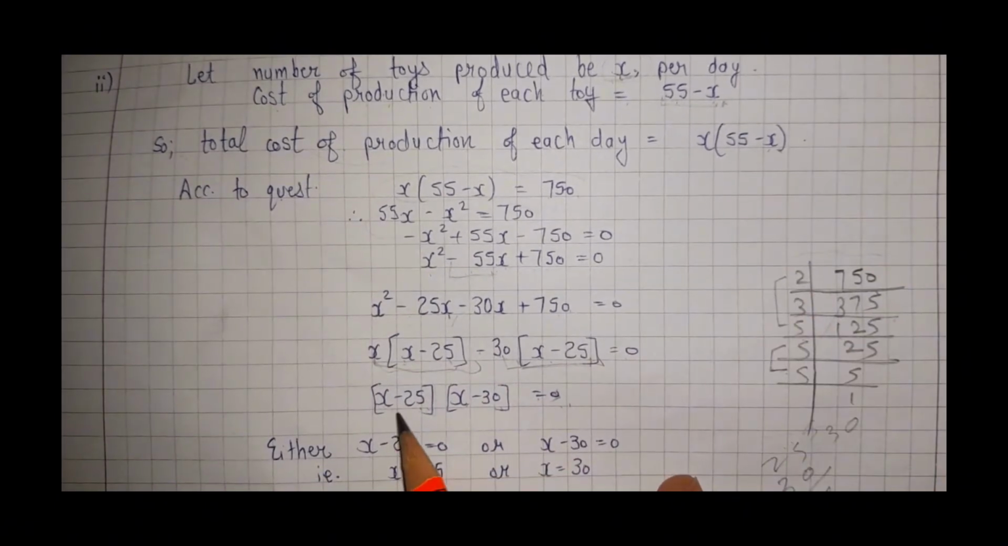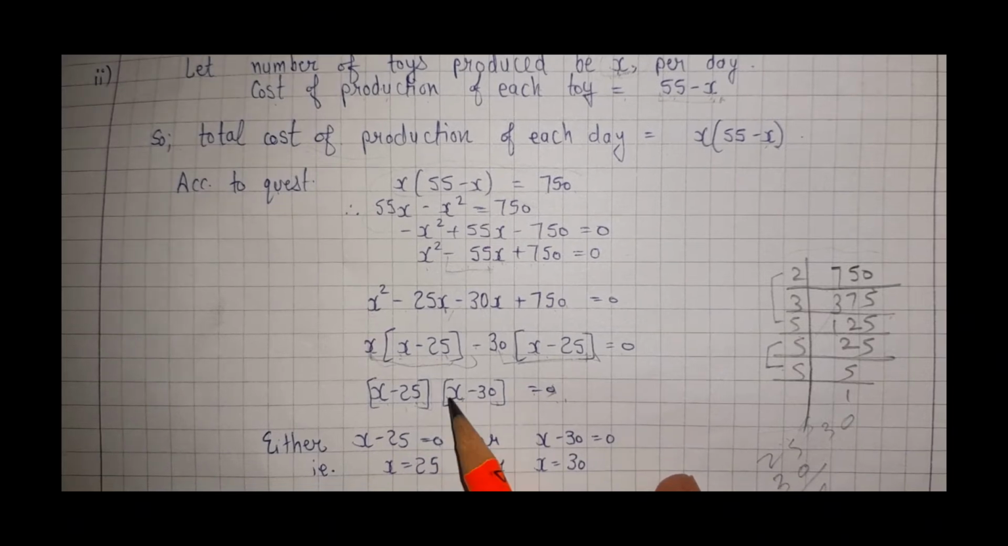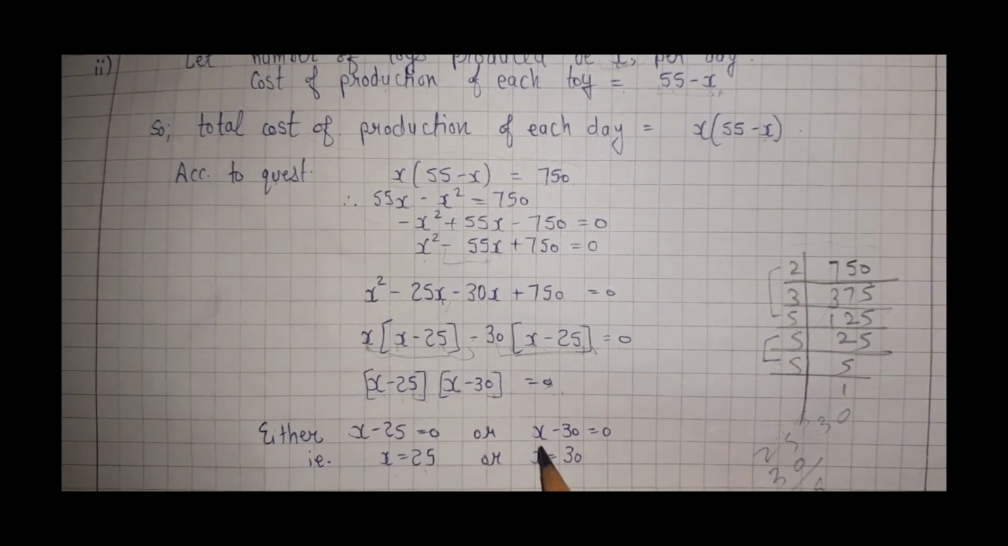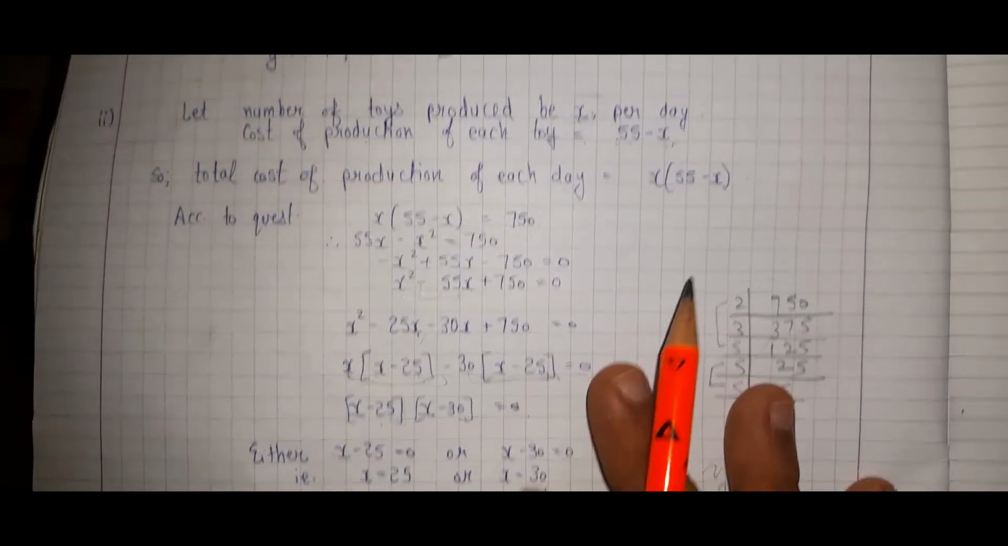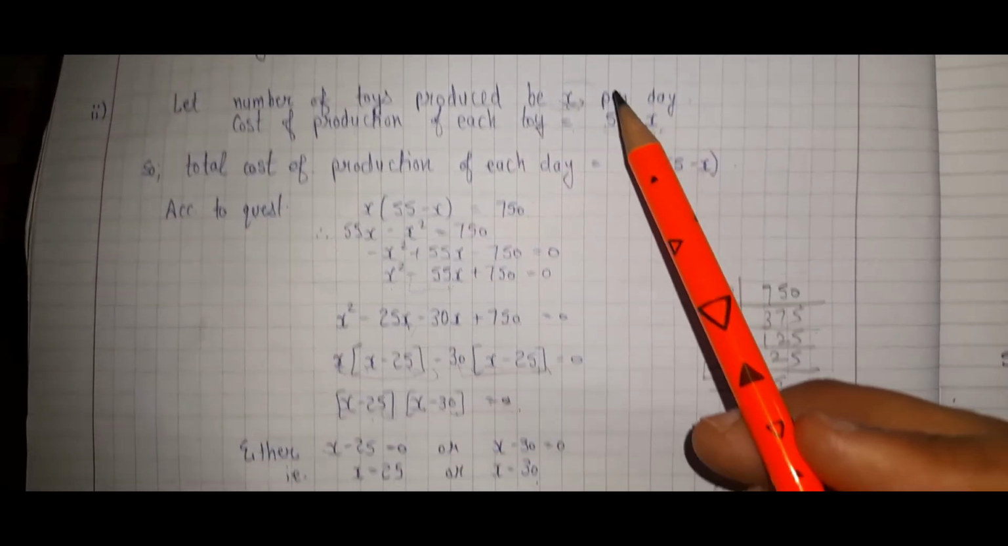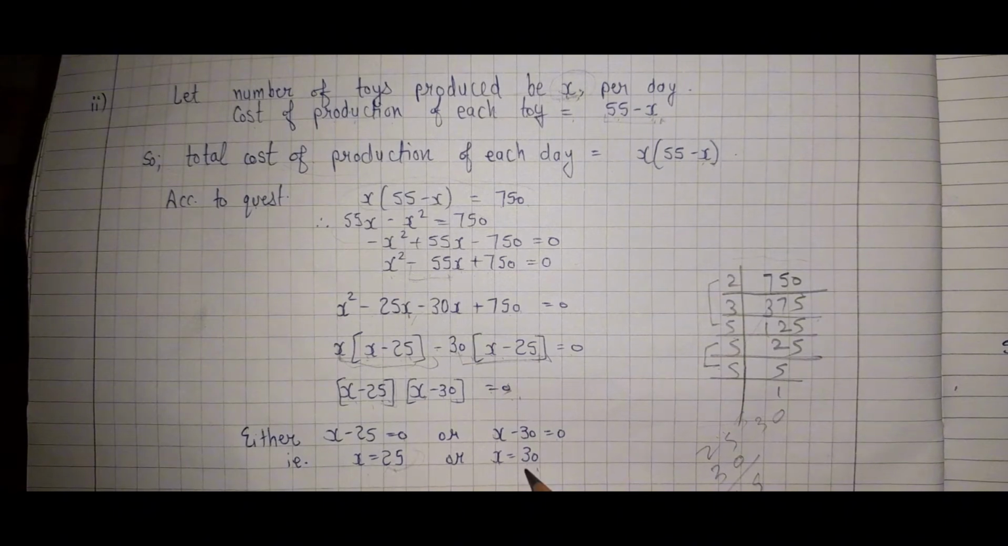Now either x minus 25 equals 0 or x minus 30 equals 0, which implies that x equals 25 or x equals 30. That is, number of toys produced per day is 30 or 25.